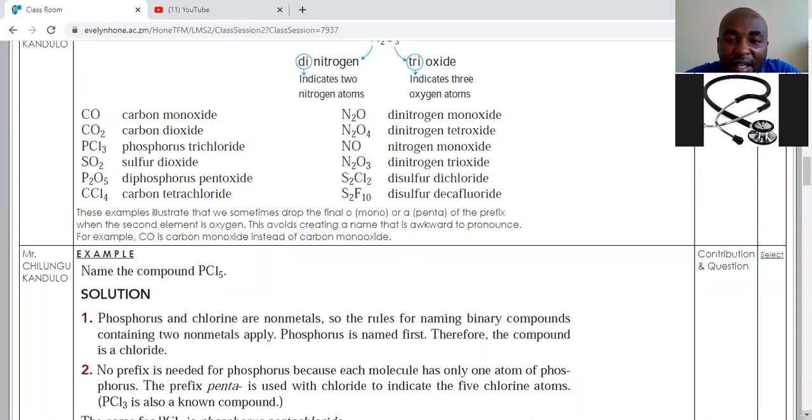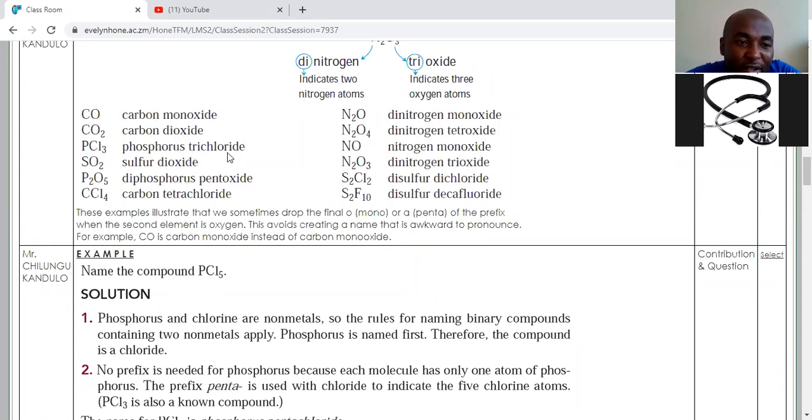Even penta, the A is dropped for penta. Instead of saying pentaoxide, we say pentoxide. I'm sure you will see it somewhere. Pentoxide. We just say pentoxide instead of saying pentaoxide. Diphosphorus pentoxide. Carbon dioxide.